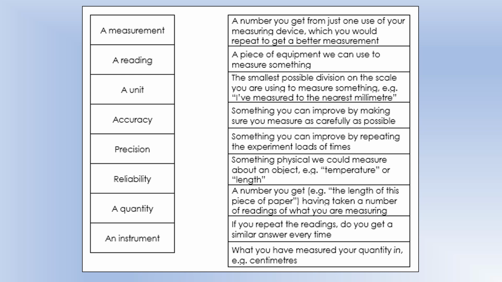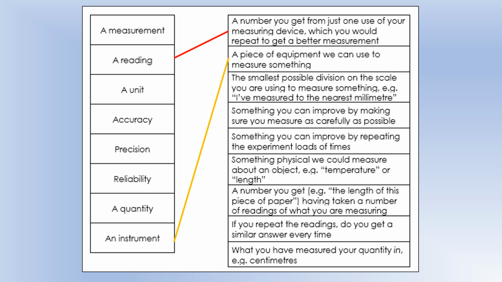Okay, so a number you get from just one use of your measuring device, which you would repeat to get a better measurement. So something you get from using your measuring device once is called a reading. So if you measure something's length using a meter ruler once, you get a reading of its length. The actual piece of equipment, like in that case the meter ruler we use, the specific word we use is called the instrument.